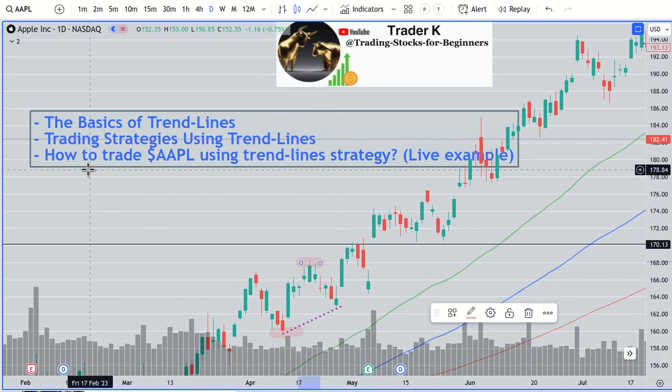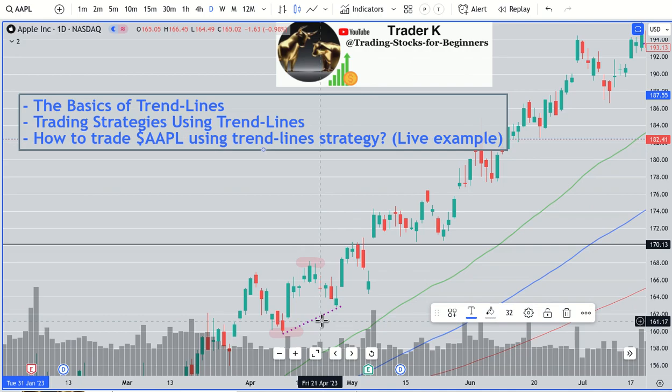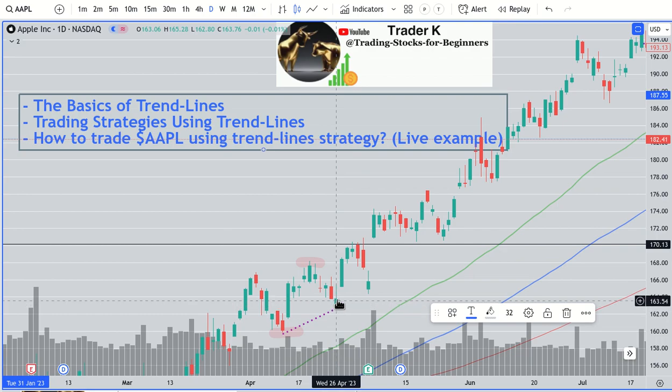All right, let's get started into the fun part here, how to trade Apple using trend line strategies. All right, I did like some of this section. I defined a support here and another support and a higher low and a point at which the stock stopped falling. As you can see here, it pulled up.